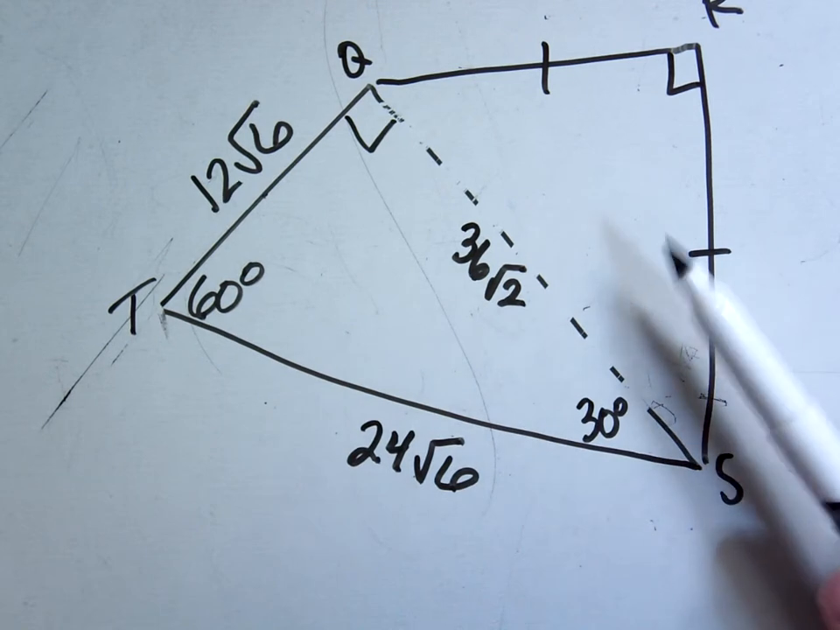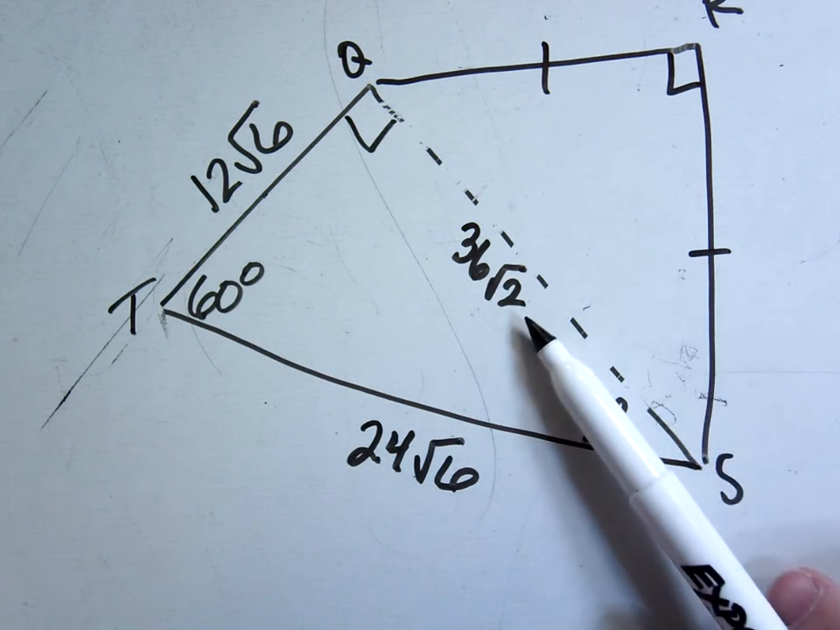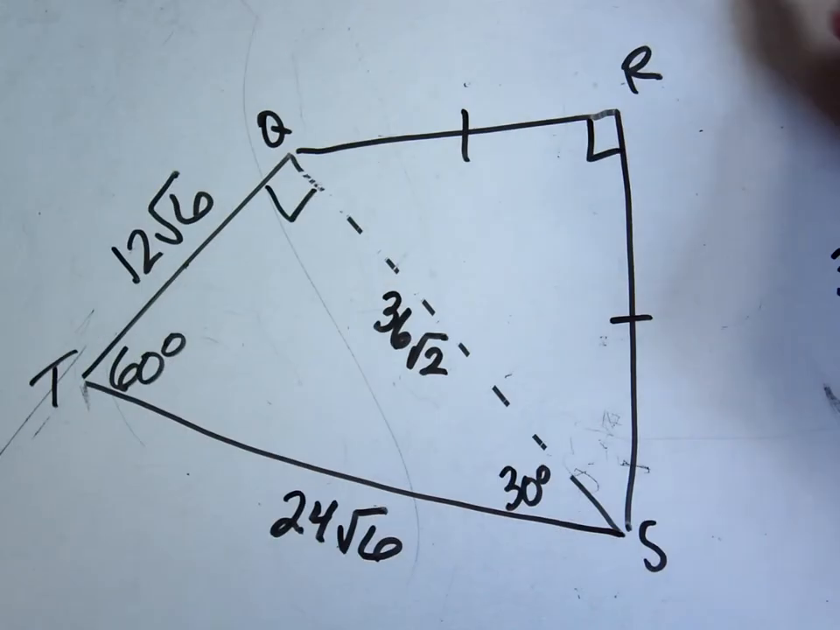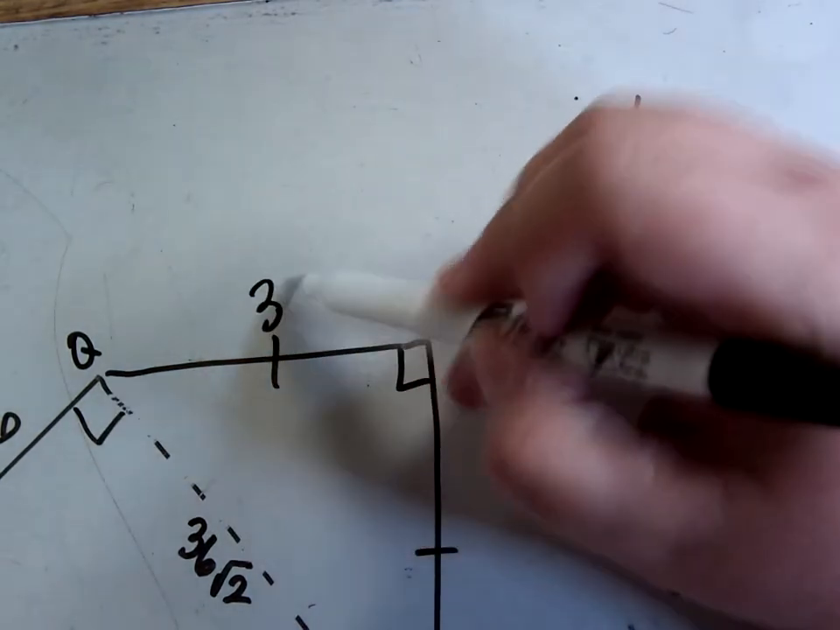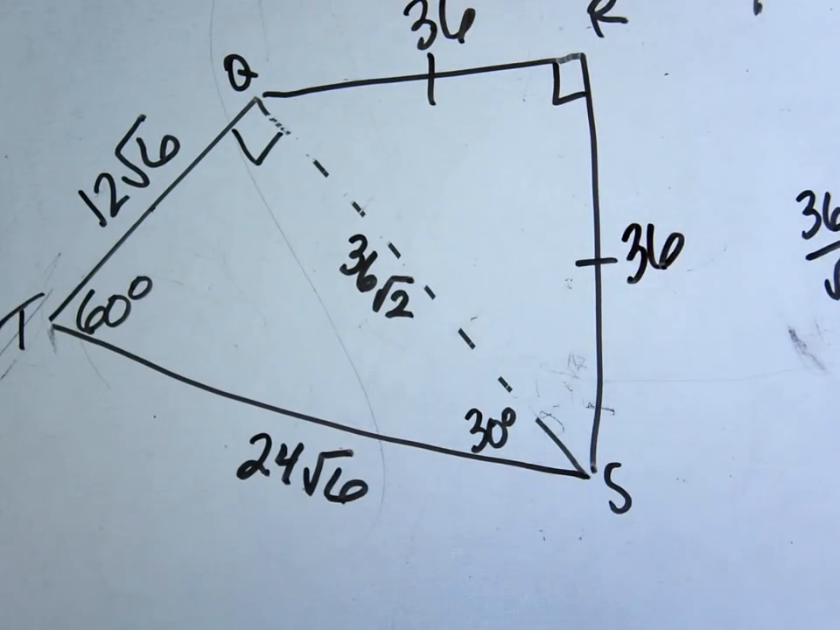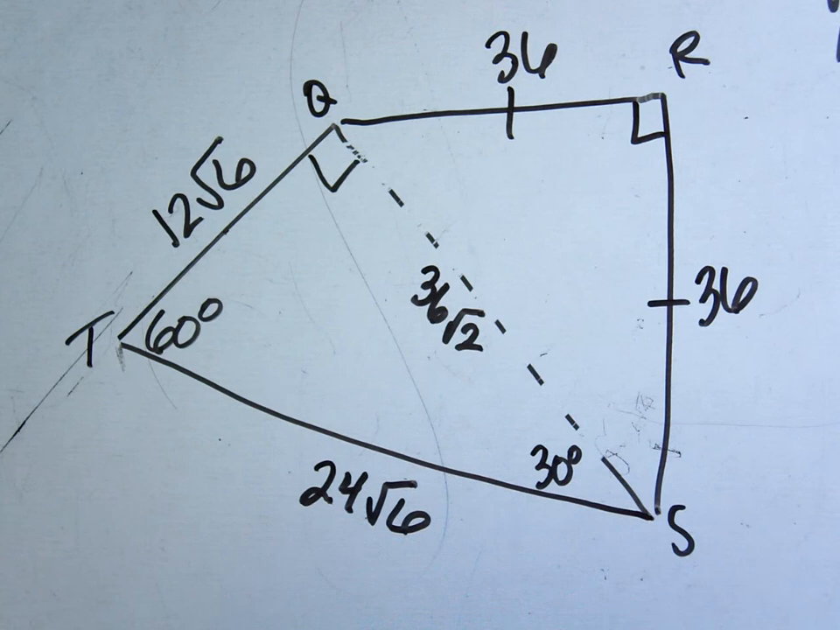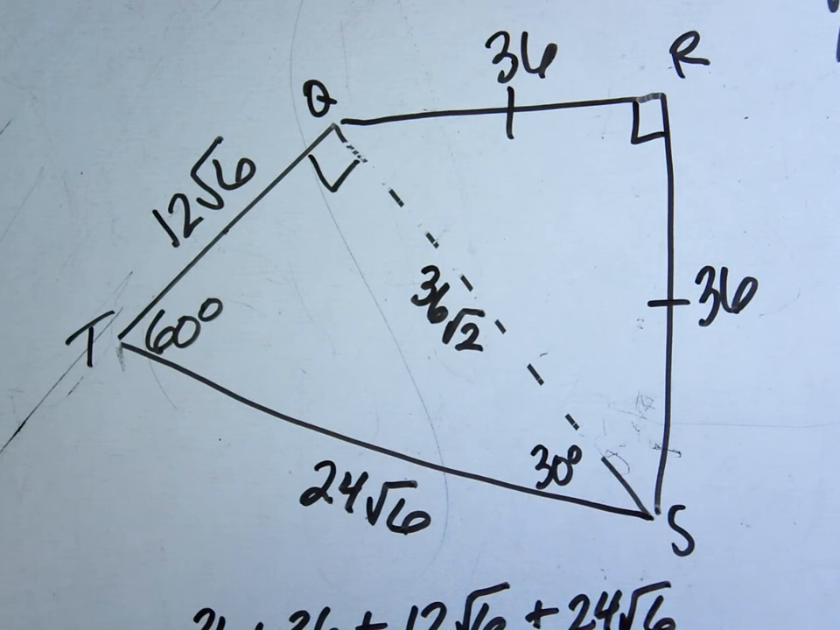This triangle over here, QRS, is a little bit easier because it's an isosceles right triangle, or 45, 45, 90. And the hypotenuse has a square root of 2 in it, which if I divide by square root of 2, is just going to cancel out. So QR and RS are both just 36. So now I'm ready to find the perimeter. So I will add 36 plus 36 plus 12 root 6 plus 24 root 6. That's 72 plus 36 root 6, and that's as far as I can take it.